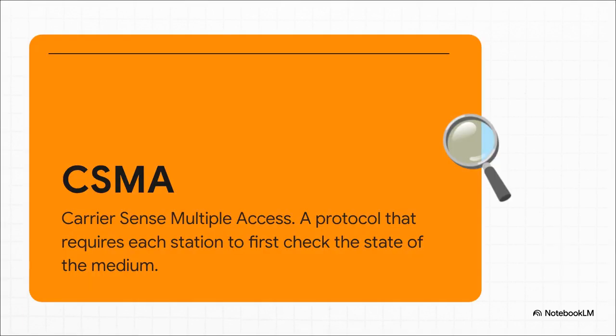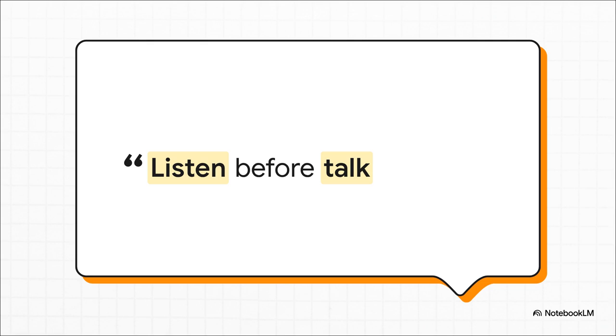So the solution is basically a protocol for digital politeness. It's called CSMA, which stands for Carrier Sense Multiple Access. Let's just break that down real quick. Carrier sense means you literally listen to the line, the carrier, to see if it's busy. And multiple access just means lots of devices can use it. Put them together and you get the one core rule. And that rule is just so simple and elegant.